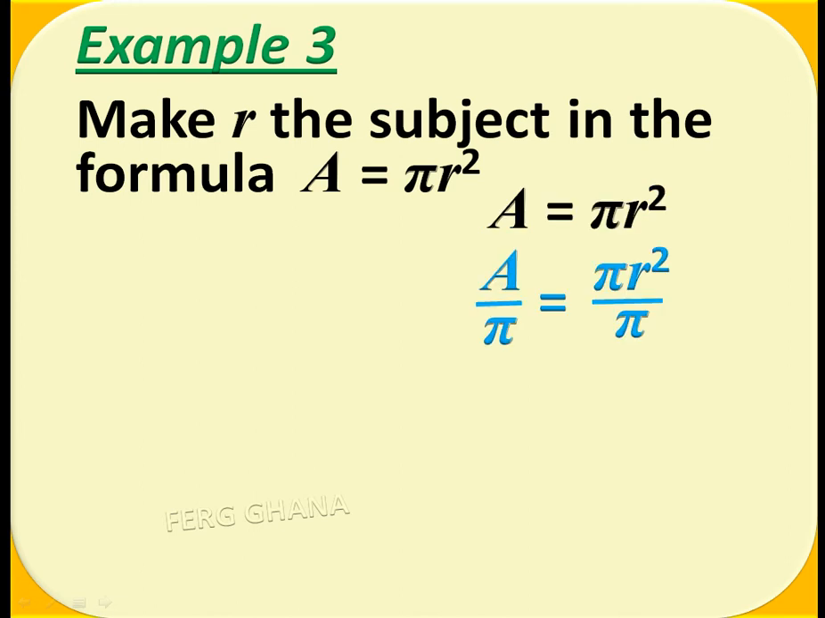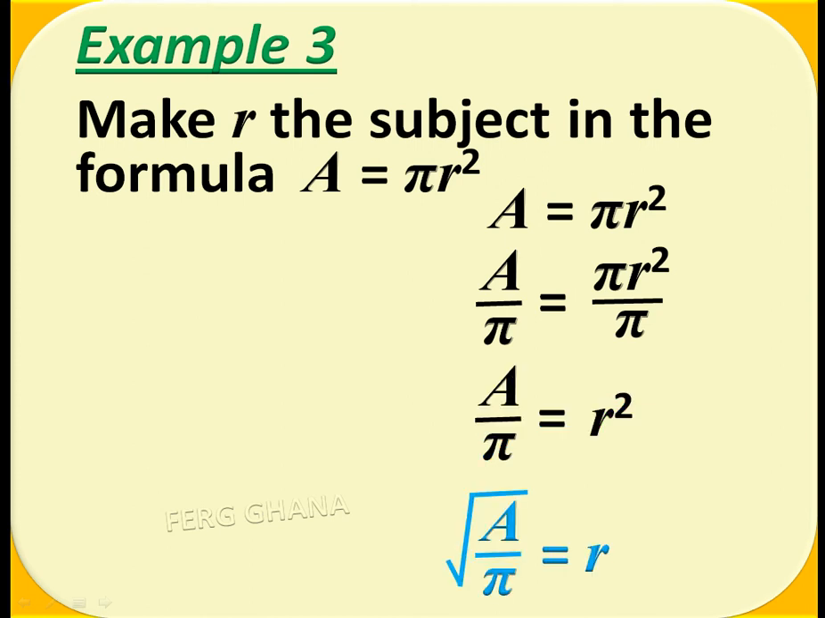So, we have A over pi equals pi r squared over pi. We realize here that pi and pi can cancel, so we have cancelled pi and pi. We now have A over pi equals r squared. To make r a standalone, by the law of inverse we find the square root of A over pi. So, the square root of A over pi equals r.